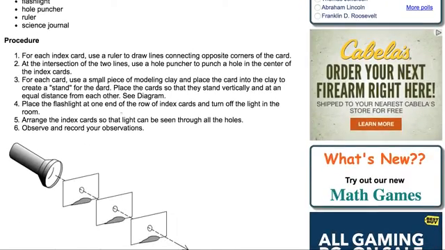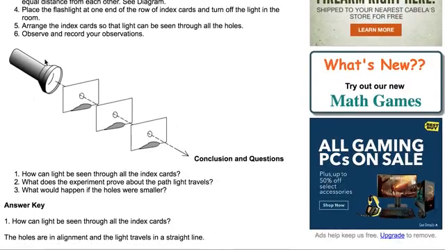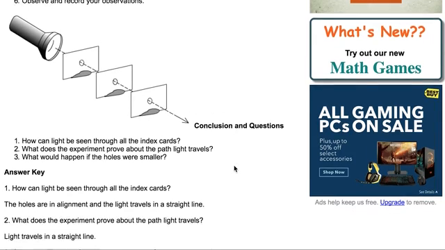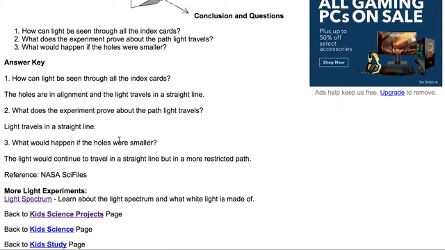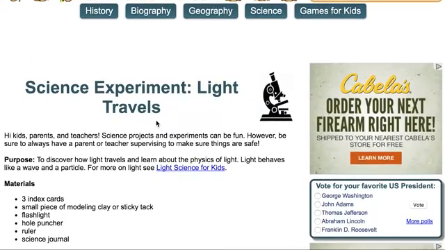But follow all the directions, and you should eventually have an experiment that sort of looks like this. It's going to look at the path of light. When you're done, you're going to answer these different questions on your worksheet that you created or your Google document, and then you'll be completed with that experiment.